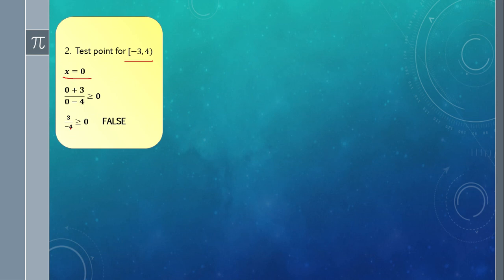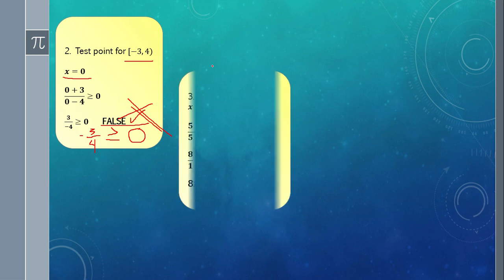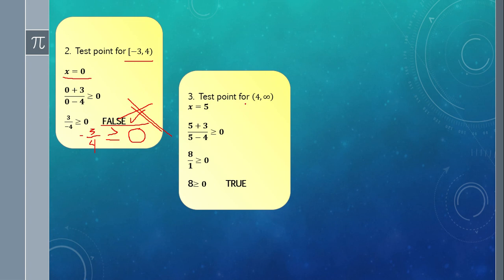So if you're asking, sir, is it okay to write the negative sign on the denominator? Yes, but if you want it to look better, this one is also the same, okay? And take note that negative 3/4 is a lesser value than 0, so it is false. And as you can see, this is not part of our solution automatically because it's false on the test points. And for the third test point, we choose from the interval 4 going to infinity.